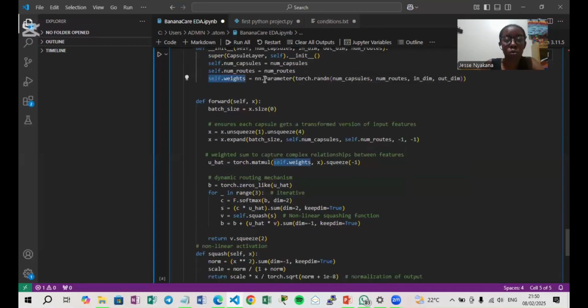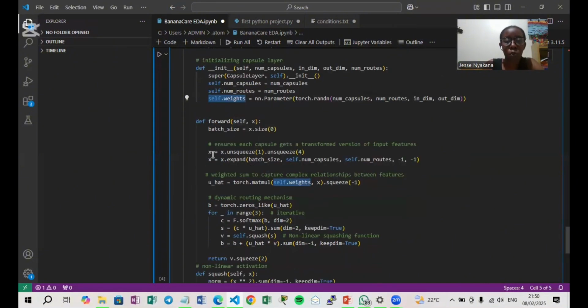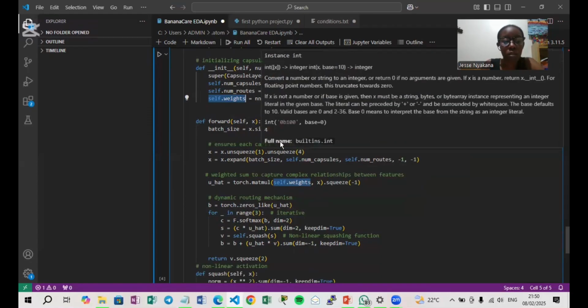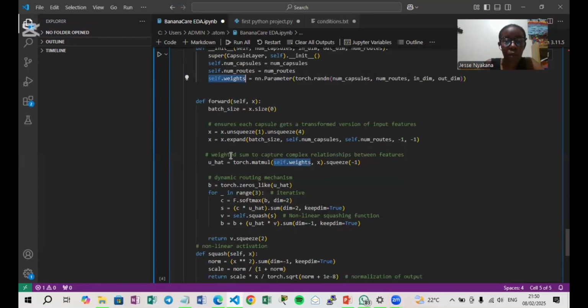So this is where capsule voting takes place. No, actually, sorry, capsule voting takes place down here. Then we are going to move on to computing capsule transformations. So each capsule gets a transformed version of input features, and this is the weighted sum transformation.